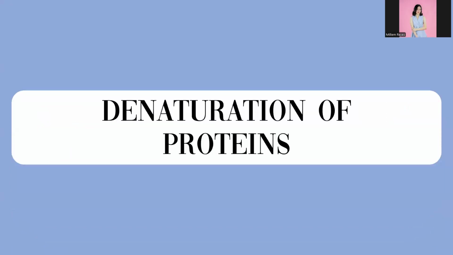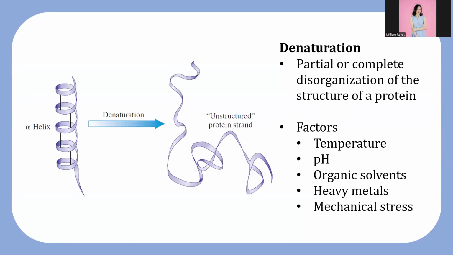Now let's move on to the denaturation of proteins. So the denaturation of proteins is the partial or complete disorganization of the structure of a protein up to the secondary structure lang. This will not affect the primary structure. Kasi yung primary structure, it's held together, diba? By what type of bonds? Peptide bonds. So those peptide bonds will not be touched by denaturation.